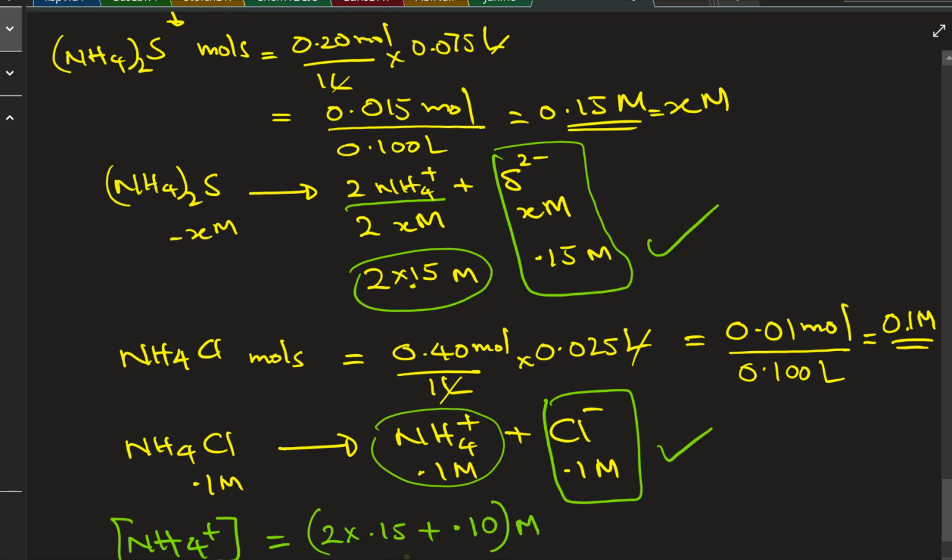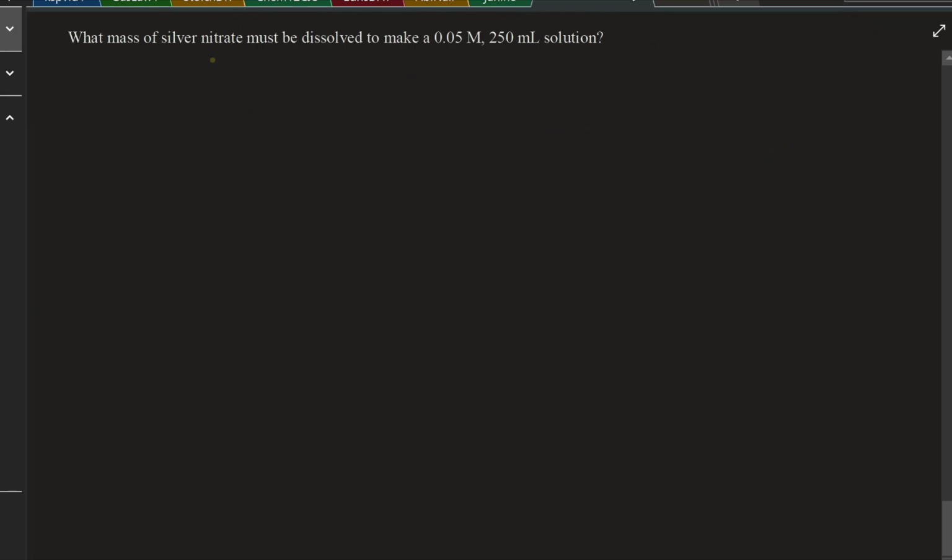But the sulfide and the chloride is pretty easy. It's already done. It's whatever you got because it's one coefficient, right? So that's how you want to do those two mixtures come together, make one final mixture in this, right? Okay. We'll go to another question.